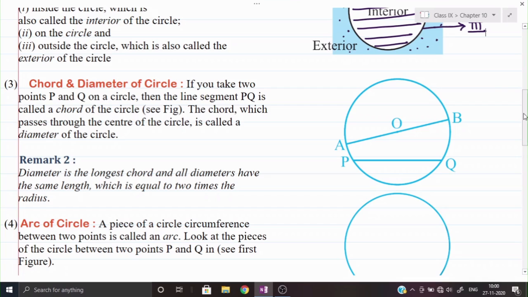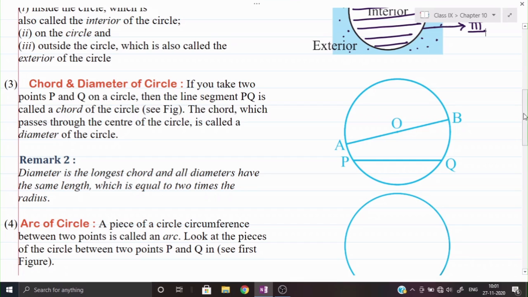Now what is the diameter? The diameter is actually a chord, but it passes through the center. You can see clearly that the chord PQ doesn't pass through the center O, while the chord AB passes through the center. So the diameter is nothing other than a chord. The only difference is that the diameter is the kind of chord which passes through the center of the circle. And second, the diameter is the longest chord of a circle. You can see in the remark we have written there: the diameter is the longest chord.